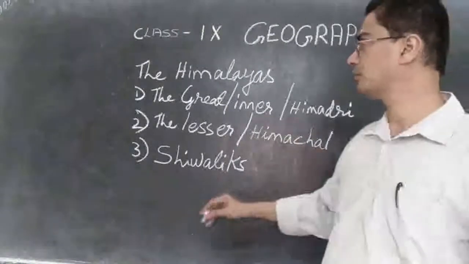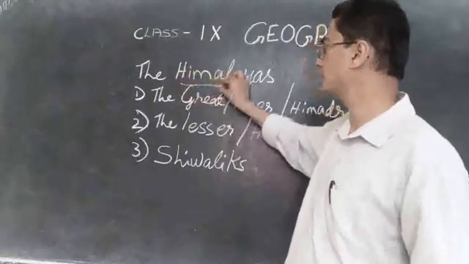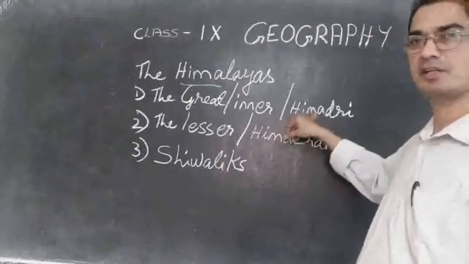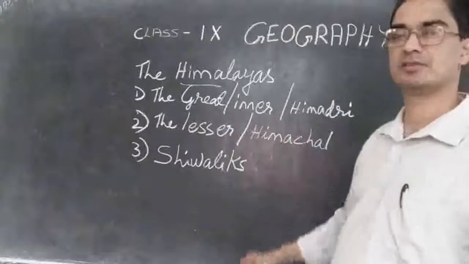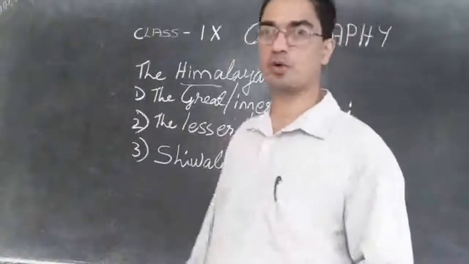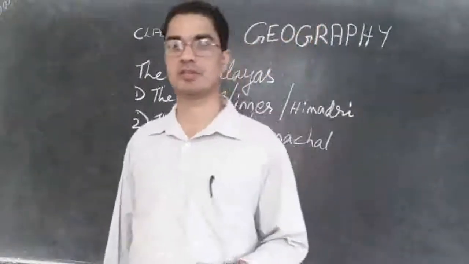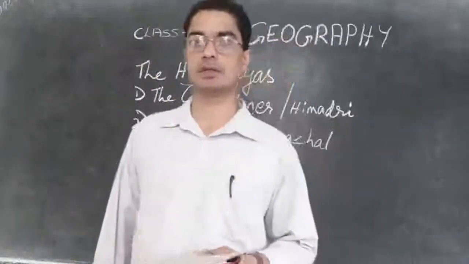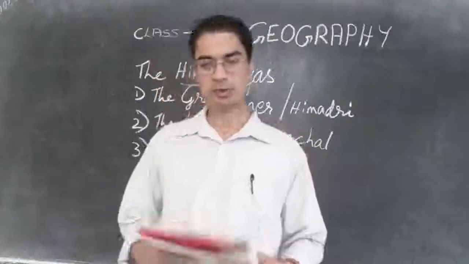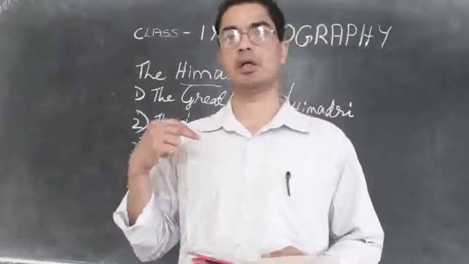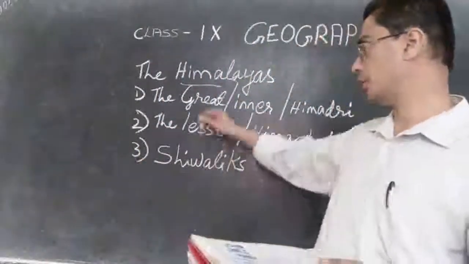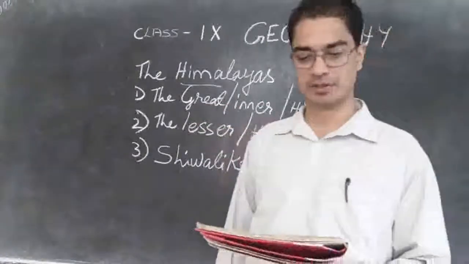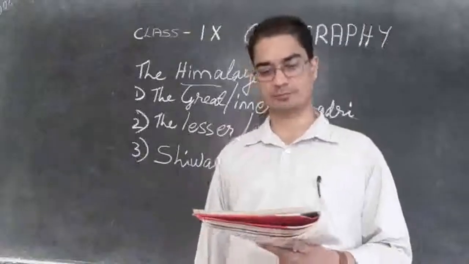So Himachal, Hima means snow. So that's why here it is Himadri, and here it is Himachal. All these ranges are always covered with snow. That's why the name Hima comes. So here it has got two names, and compared to the northernmost range or the Great Himalayas, this is a bit less. Let's see what the differences are.